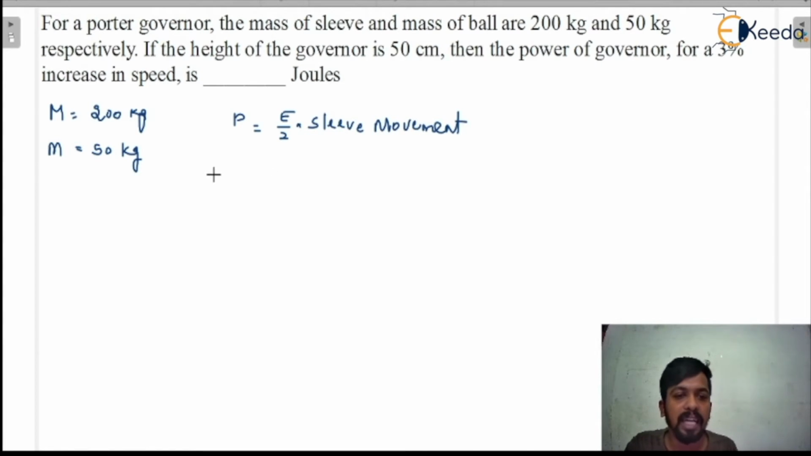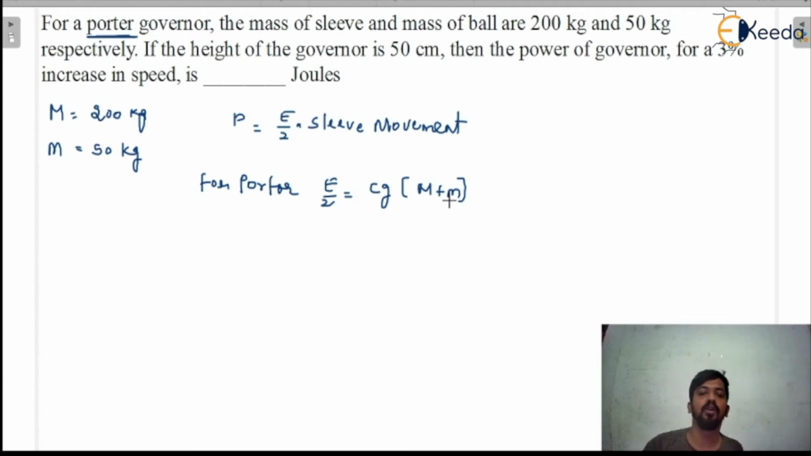And what is the effort of the governor? Because this is a Porter governor, as given in the question, for the Porter governor the effort is E by 2 equal to C g (M plus m). What are the assumptions? All the links and arms are of equal length, and there is no offset of the arms. That means they are both pivoted at the spindle axis, the axis of the governor. So that is the Porter governor.